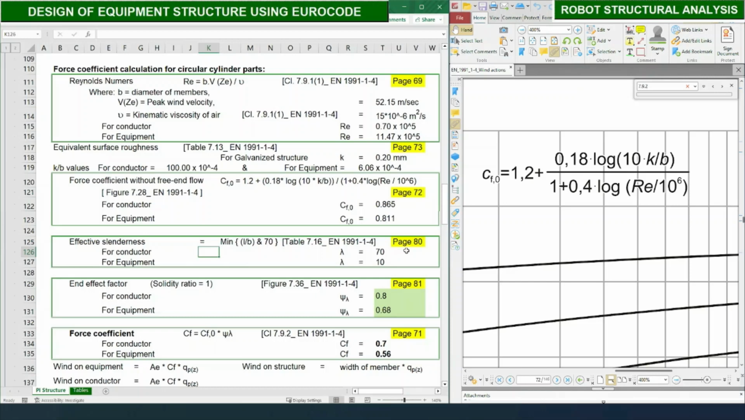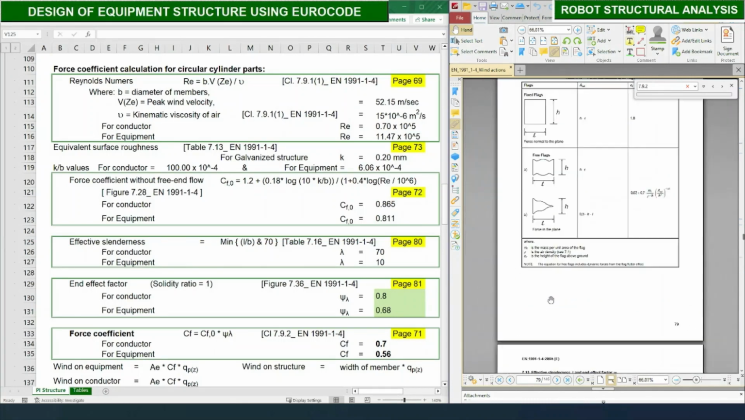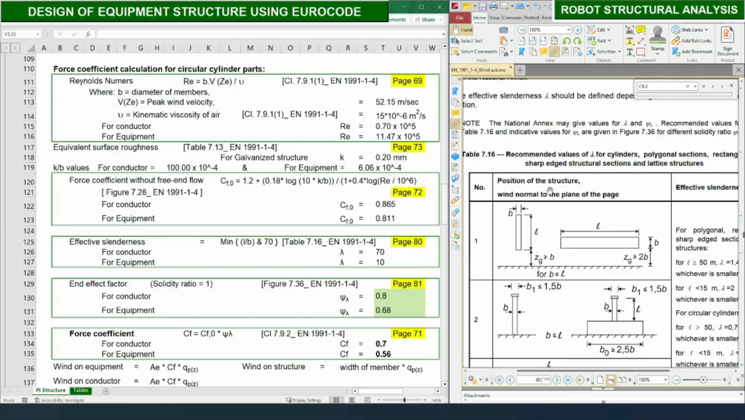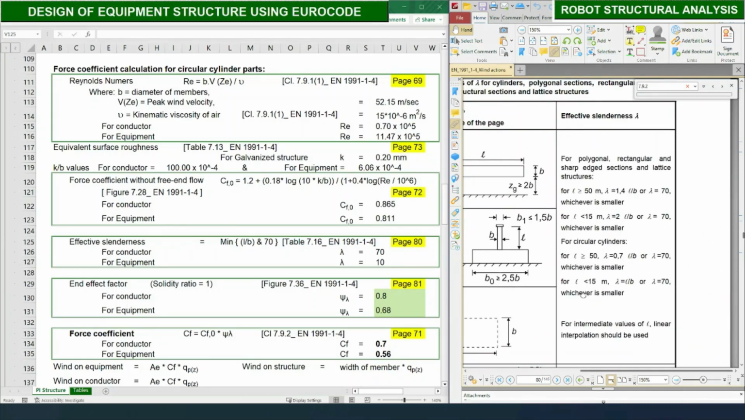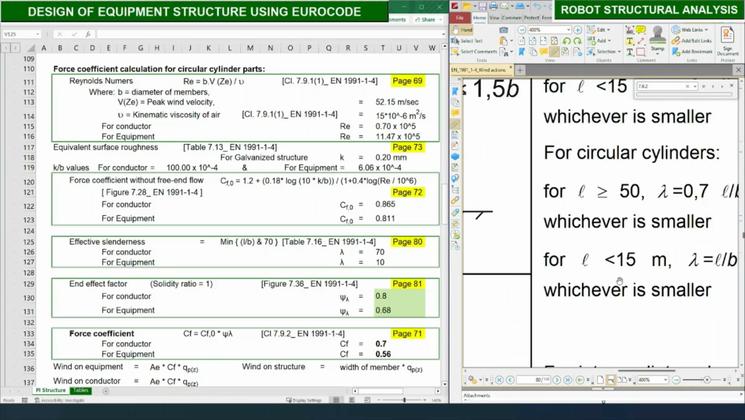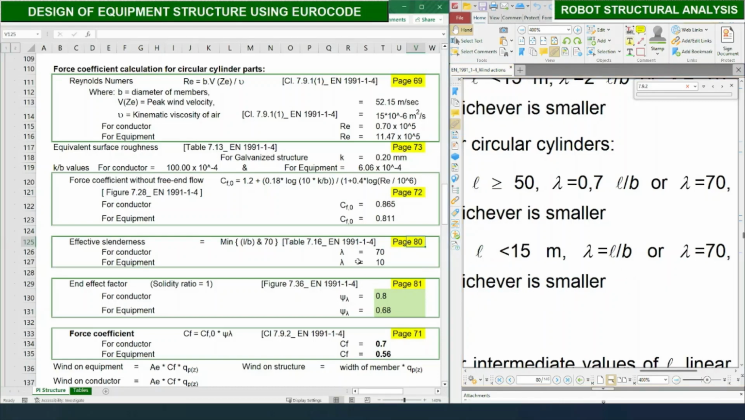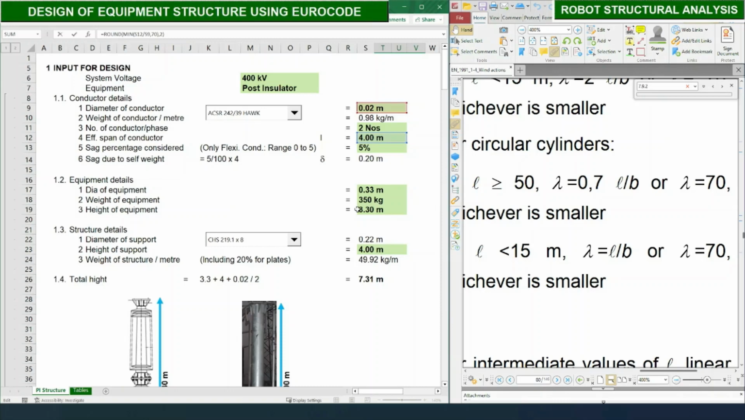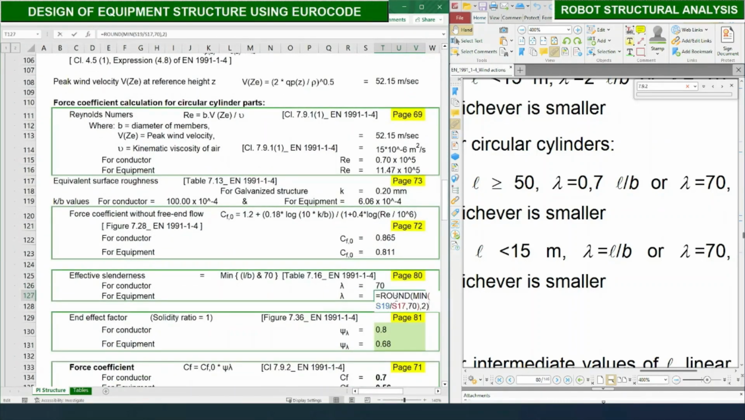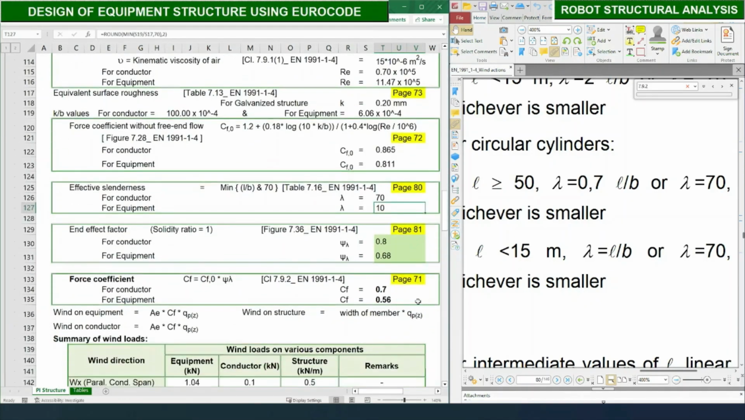Then the effective slenderness. For that, page number 80 is to be referred in the code, EN 1991 part 1-4. Here you can see in this column, effective slenderness. It is mentioned that for length L less than 15 meter, we consider the equation lambda equal to L divided by b. For the conductor, L is the span of the conductor and b is the diameter of the conductor, so 4 divided by 0.2 meter. Similarly for the equipment, the height of the equipment is 3.3 divided by the diameter of the equipment, 0.33, so we get the value 10.